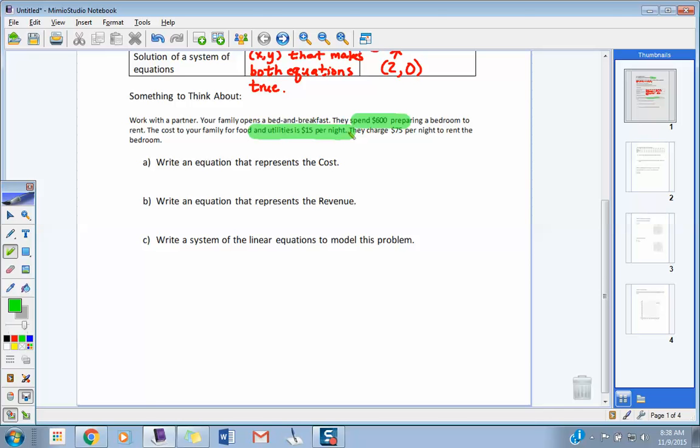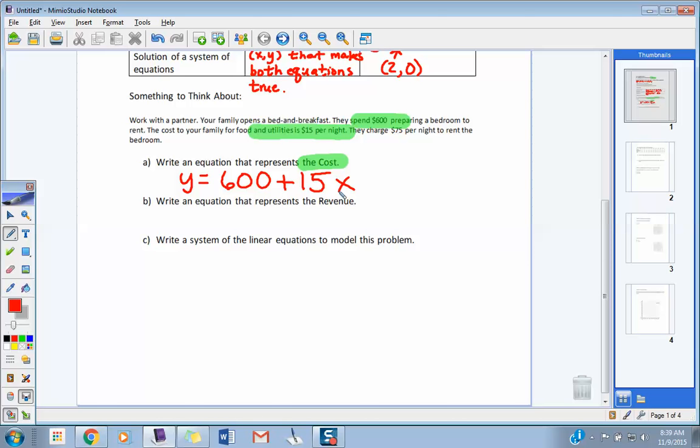So part A says write an equation that represents the cost. Well, I'm going to say our cost Y is going to equal the $600 to start up plus how much each night? 15. So how do I represent a cost of $15 per night being added to the original startup cost of $600? What would you add? 15 what? 15x. Okay. So this would be a cost function to us.